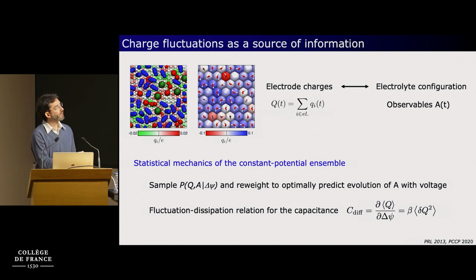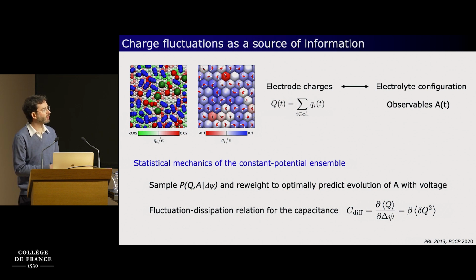And so the electrode charge, the individual one, but also the total charge of the electrode, is correlated with electrolyte configurations and probably with all the observables that you can compute. So any observable that is related to the configuration of your electrolyte, that could be density profiles, molecular orientations, number of adsorbed ions, and so on.